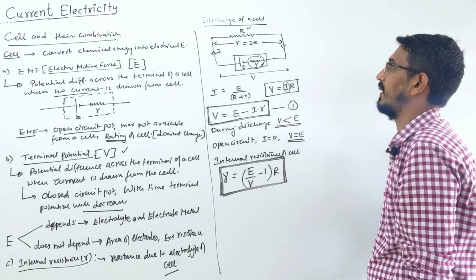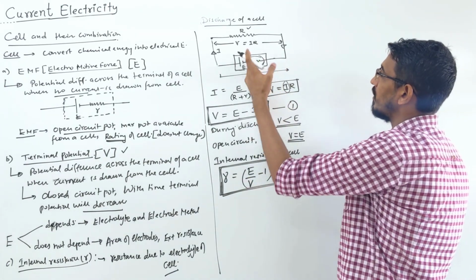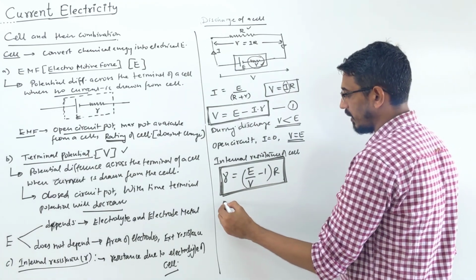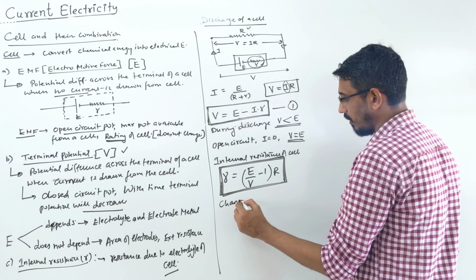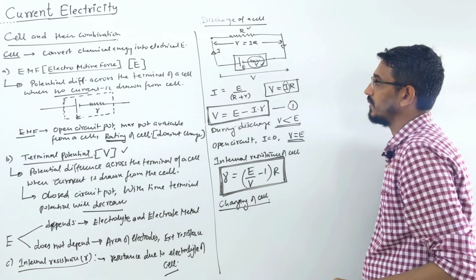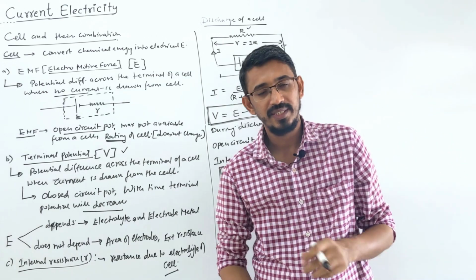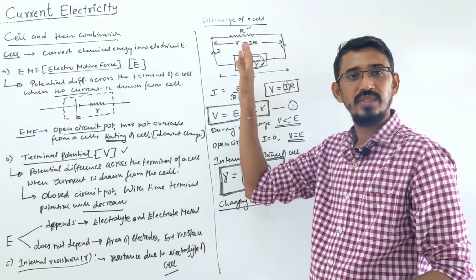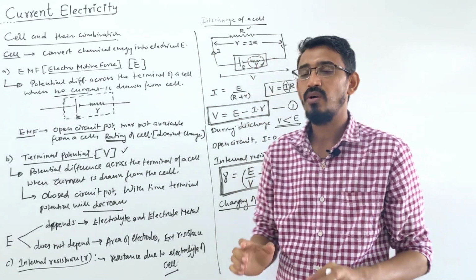Now, suppose your battery, your cell, got discharged. You want to charge it. So I'm talking now about charging of a cell. You want to do the opposite. How do you charge a cell? It's very easy. To make it discharge, you connect it across a resistance, and it gets discharged. How to charge a cell?